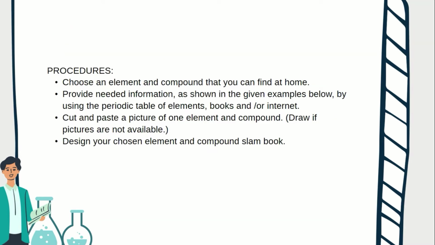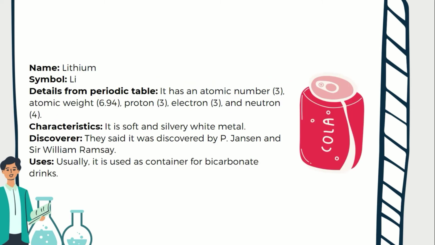Procedure. Choose an element and compound that you can find at home. Provide needed information as shown in the given examples by using the periodic table of elements, books, and/or internet. Cut and paste a picture of one element and one compound. Draw if pictures are not available. Design your chosen element and compound slam book. Look at the example as your reference.